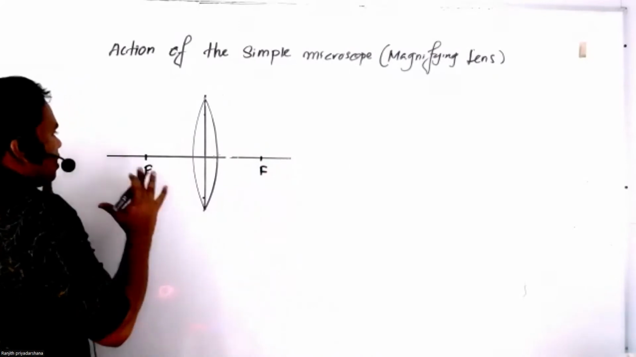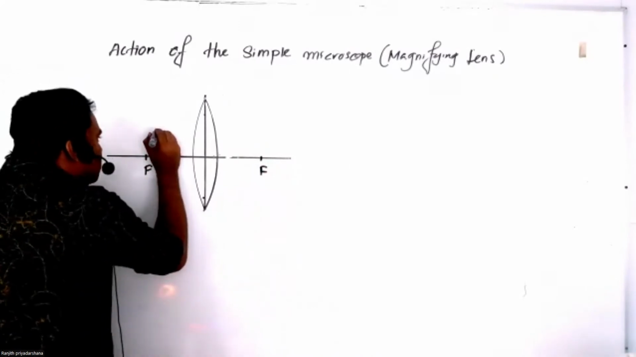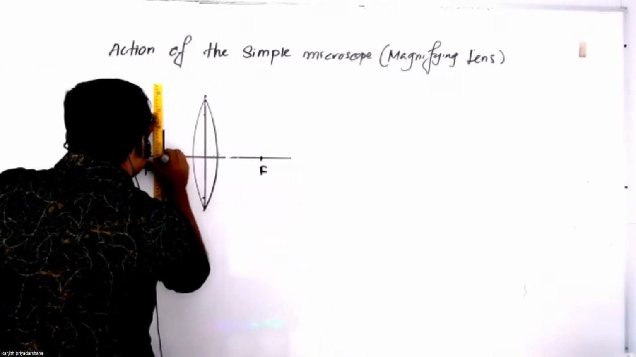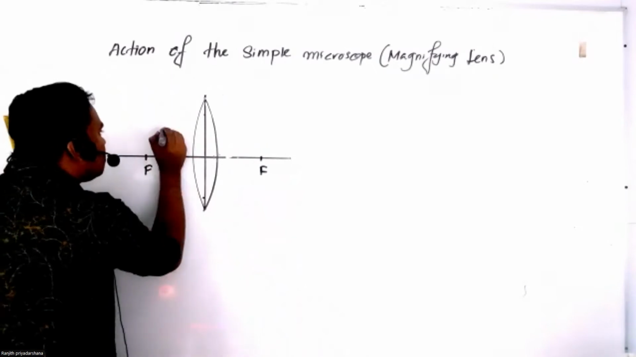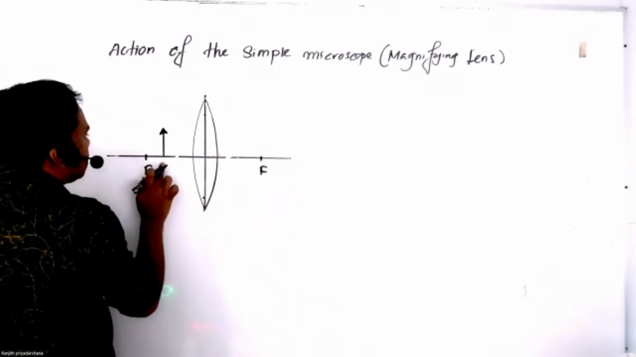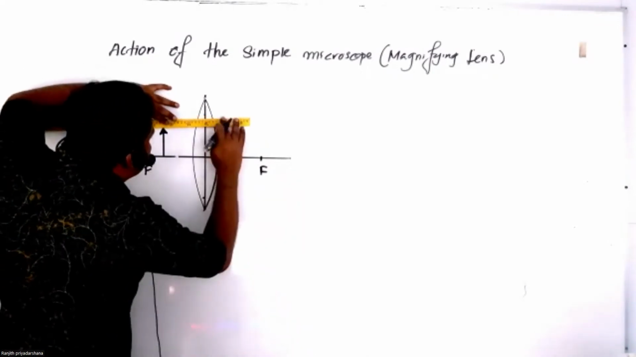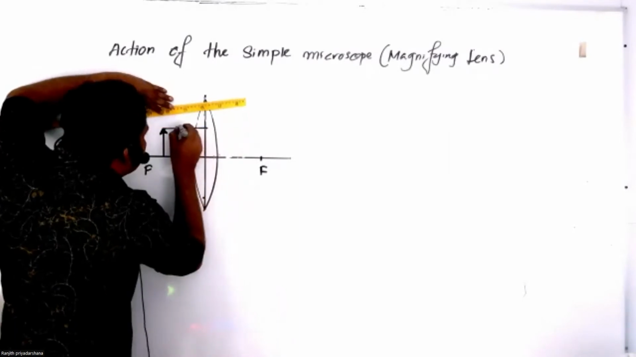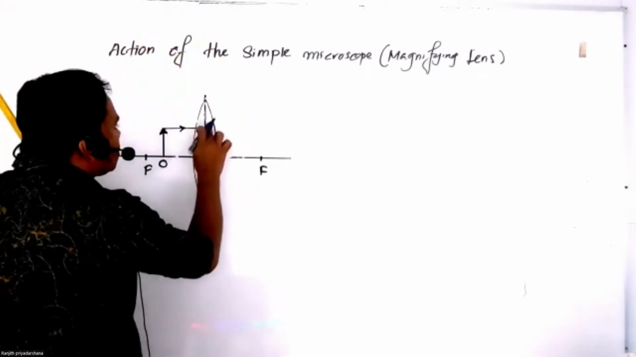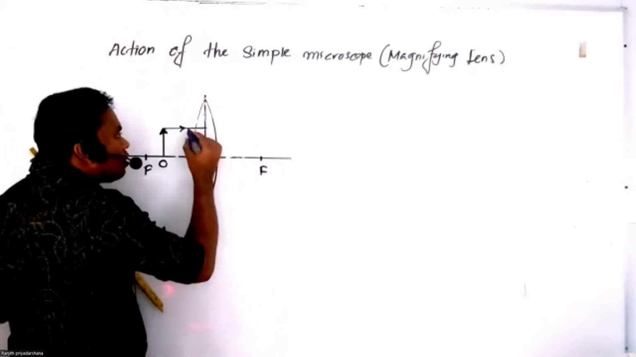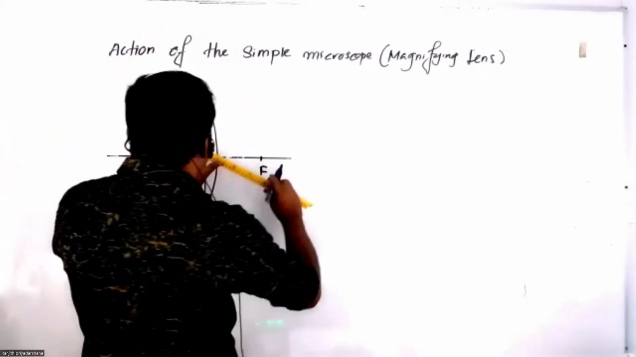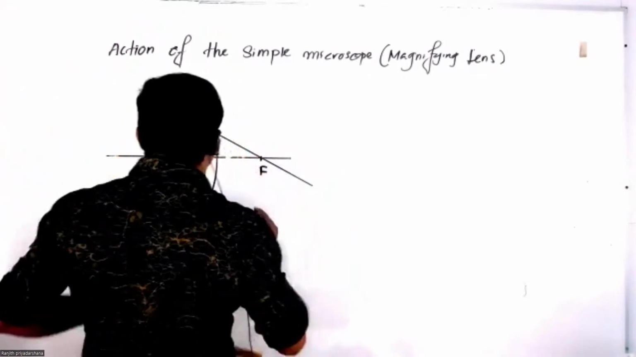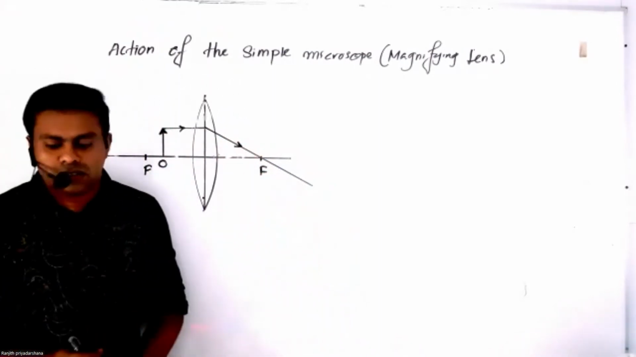Okay. To make it a magnifying lens, we have to keep this object somewhat closer to the focus. You have to take the object between the lens and the focus, so you have to take that here. Now, this light ray is going parallel to the principal axis. If this is the object, after the refraction, it goes through the focus. Okay, let's see that. So this is how it behaves.